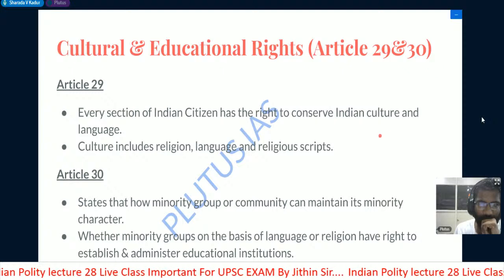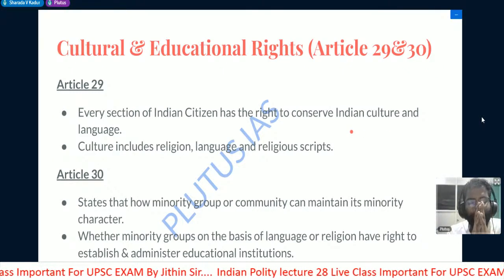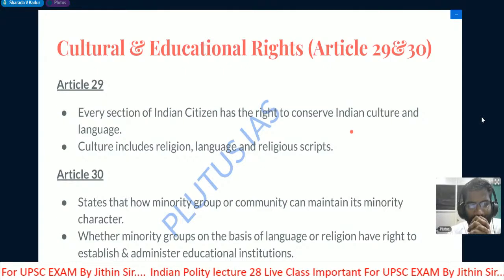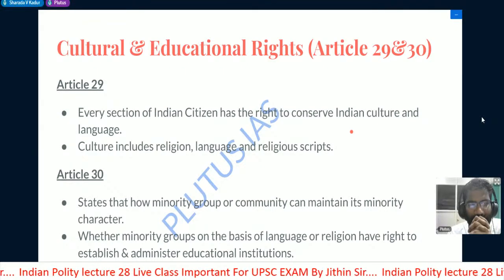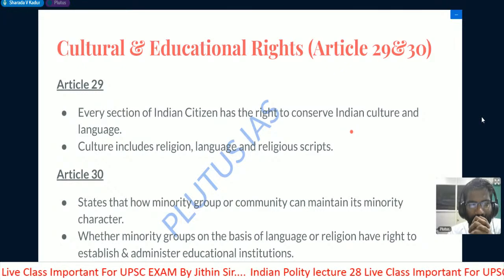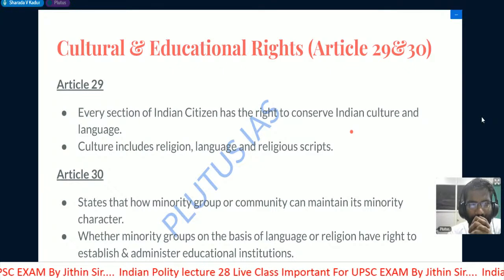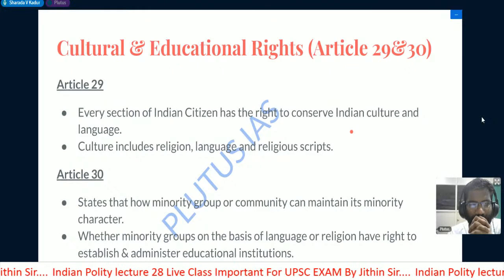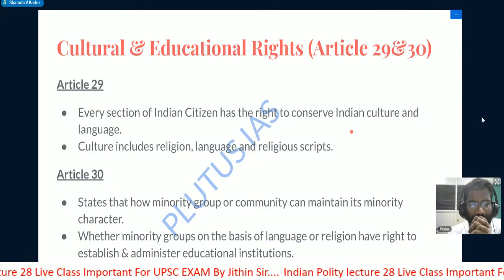Article 21 is right to life. Done. And Article 22 is protection in case of arrest and detention. Yes. Done. And Article 23 is trafficking and begging. Done. Article 24, employment below 14 years of age. Done.